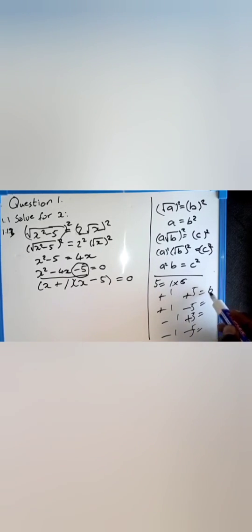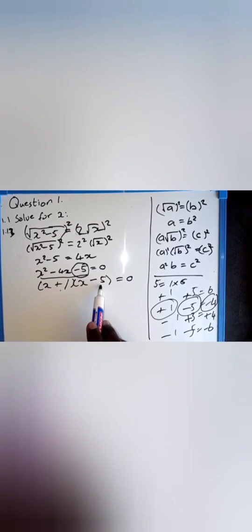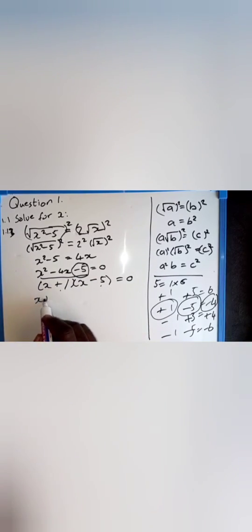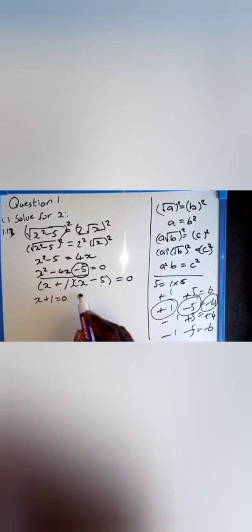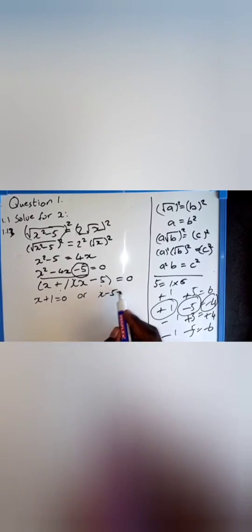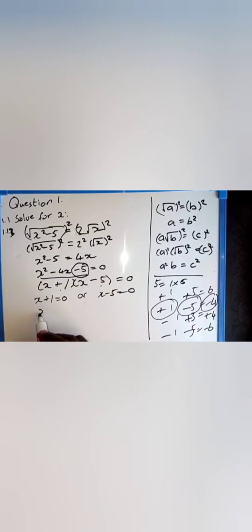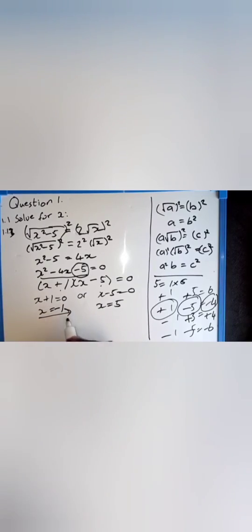This gives you 6, negative 4, positive 4 and negative 6. We're looking for a negative 4, and you get a positive 1 and negative 5. So you put your positive 1 here and negative 5 here. So x plus 1 is equal to 0, or x minus 5 is equal to 0. So x is equal to negative 1, or x is equal to 5. So these are your solutions.